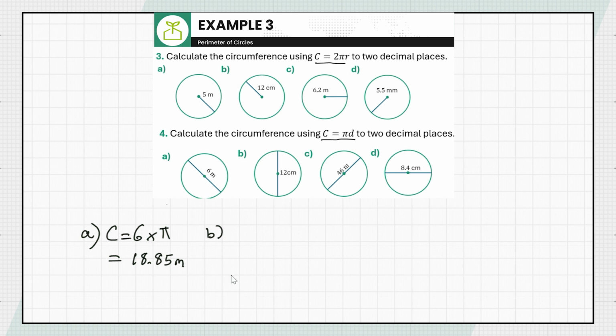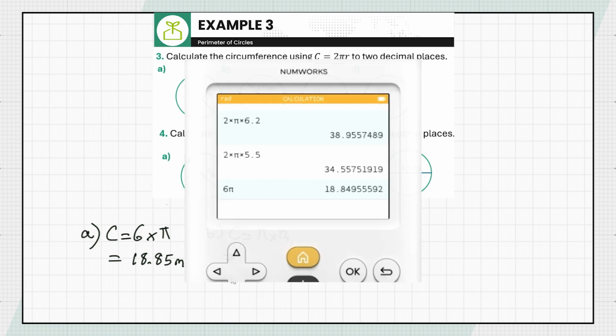Alright, for B, we have our circumference is going to be equal to pi multiplied by 12. So this one we get 37.699, so 37.70.